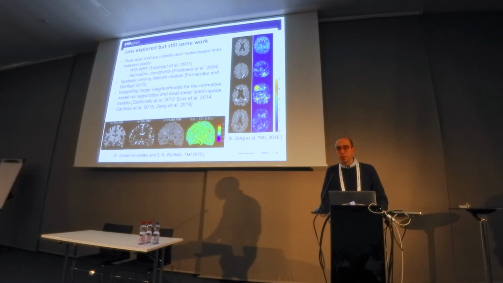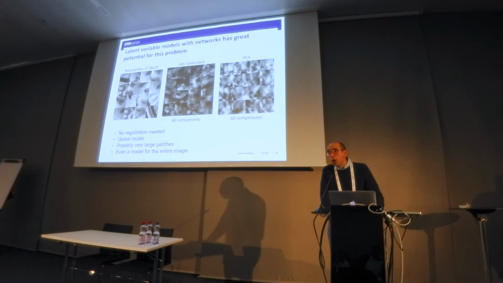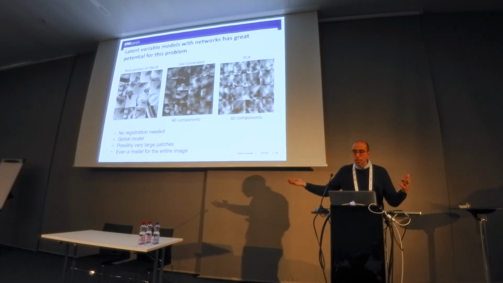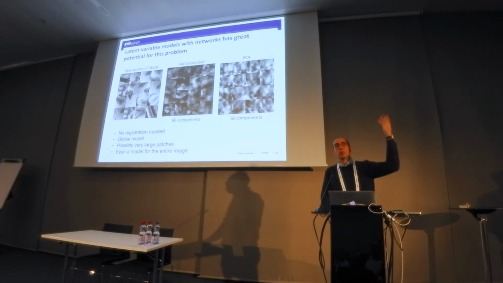What we're going to do is something else. We're going to say that we have this prior model that actually was able to reconstruct images. So why don't we just train it with healthy images and use that? And the nice thing with this is then I don't really have to deal with the registration. It will be a global model. I can take very large image patches. I can even take the entire image and just model the normative distribution of what brain MRI should look like.